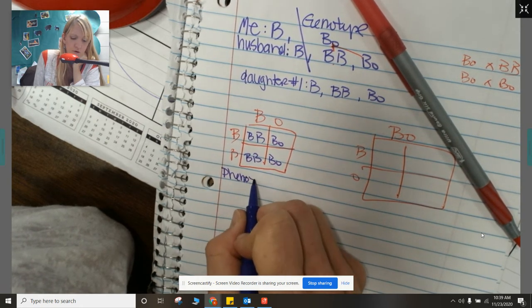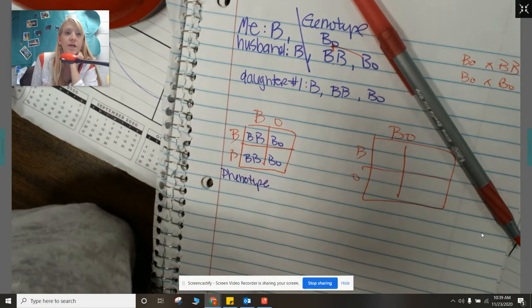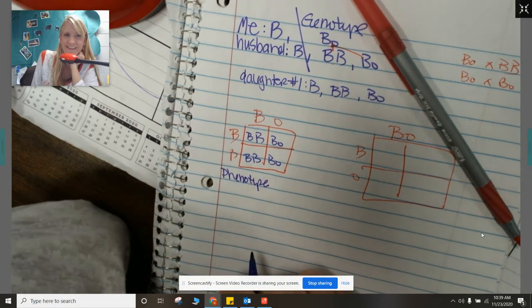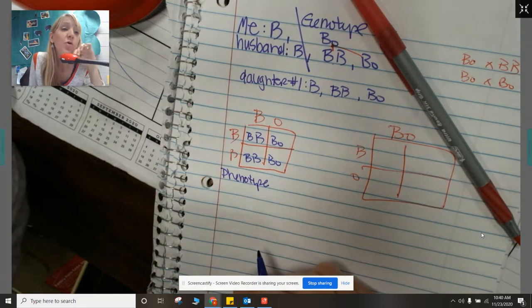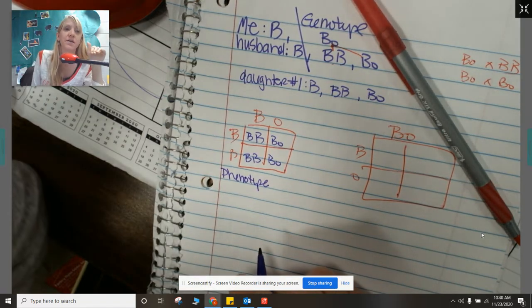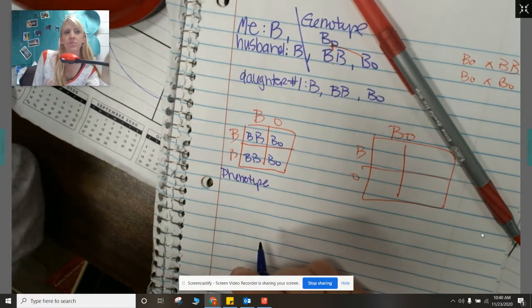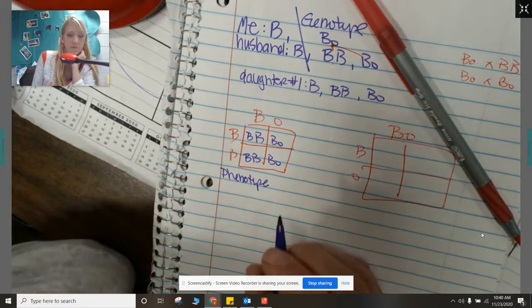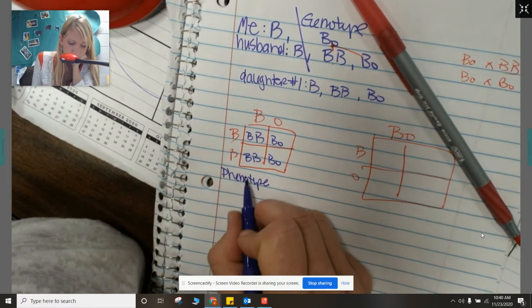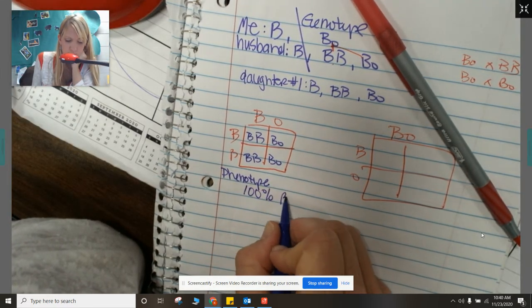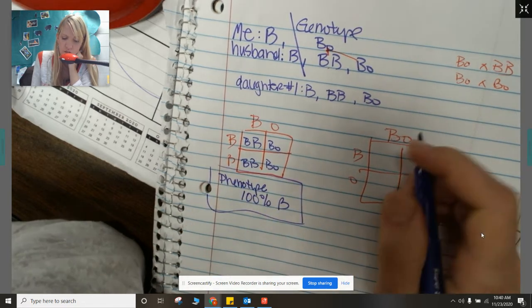Phenotype. And you'll bet your bottom dollar that I did this before I had kids, just so you know. I already knew. It's totally normal to predict the blood type of your children. It's totally normal. This is 100% B. Okay. Let's check this one over here.